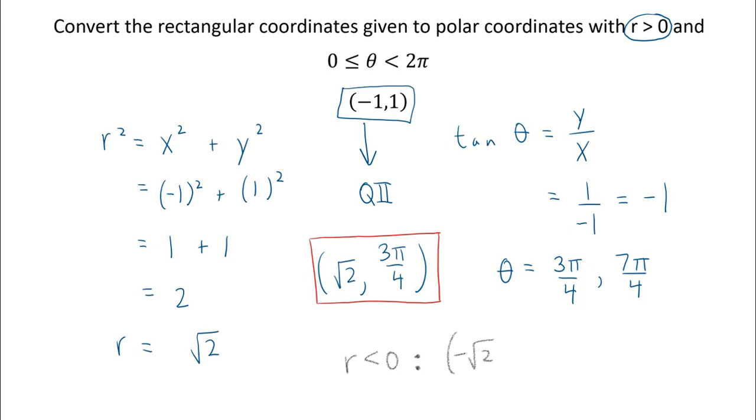Well, that wouldn't work because the point -1, 1 is in the second quadrant. So if we choose the negative r value here, we would have had to have chosen the angle 7 pi over 4 to go with that negative r value. The angle 7 pi over 4 puts us in the fourth quadrant, but then we have to go opposite that angle square root of 2 units, which would put us in the second quadrant, which is exactly where we need to be.